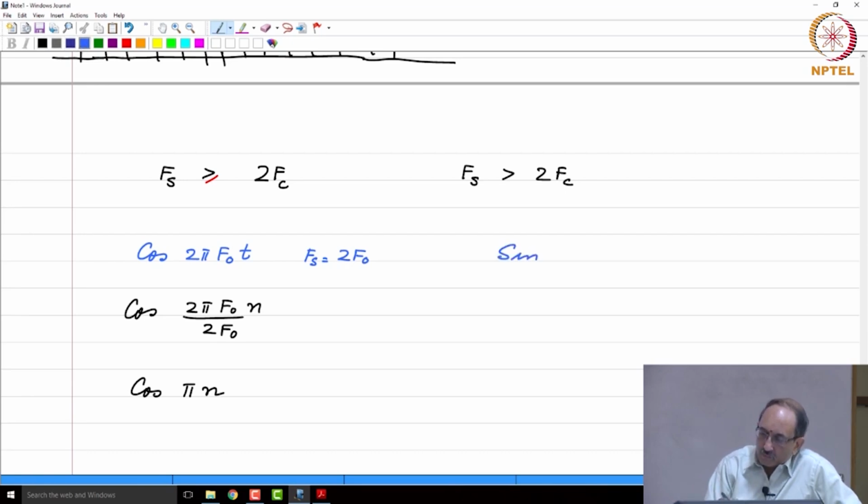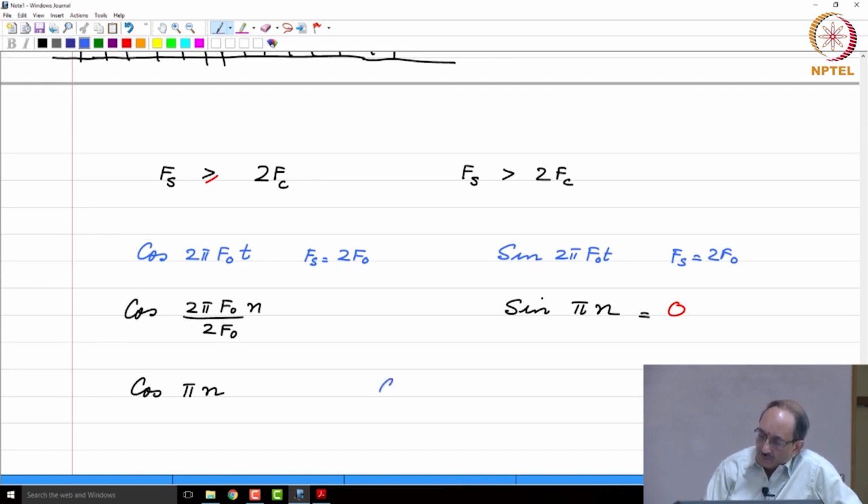Now, suppose you have sin 2 pi f naught t. Again, remember, we are all making these observations based on impulse train sampling, ideal low pass filters, brick wall filters, and so on. And Fs is again 2 f naught, and clearly in this case you get sin pi n, which is 0 for all n. So, what is happening here is if you sample it at the critical frequency, if it is a pure sine, you will be sampling it at its 0 crossings, okay.